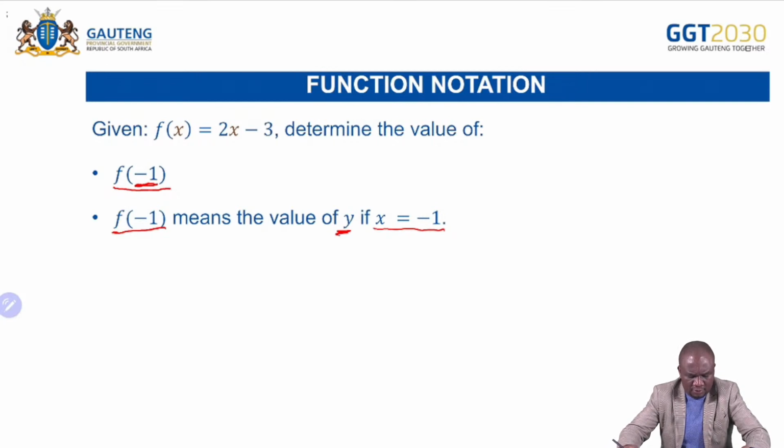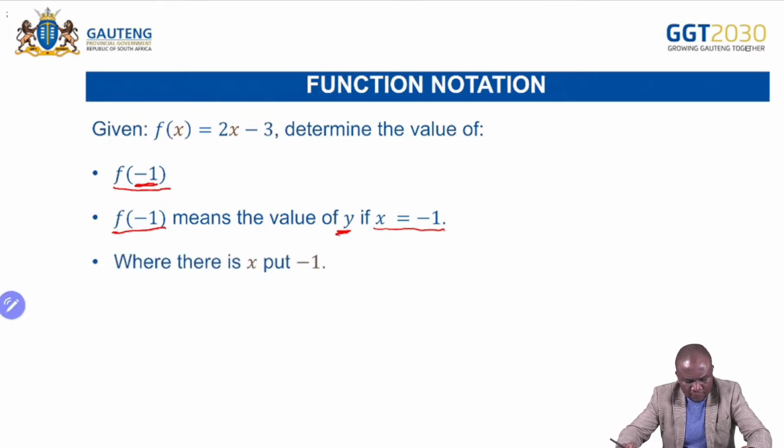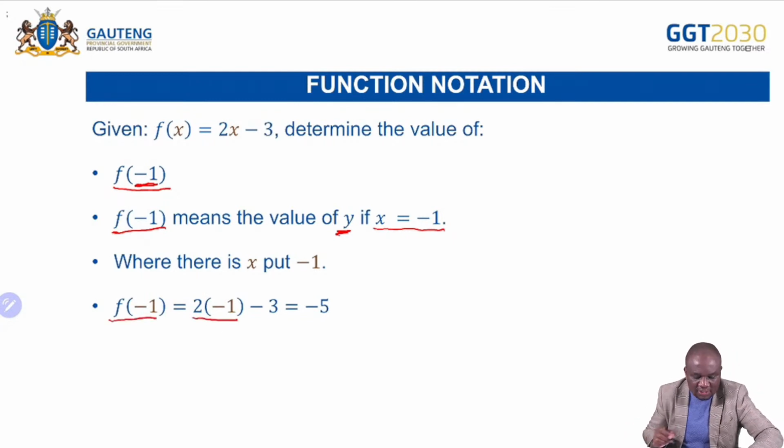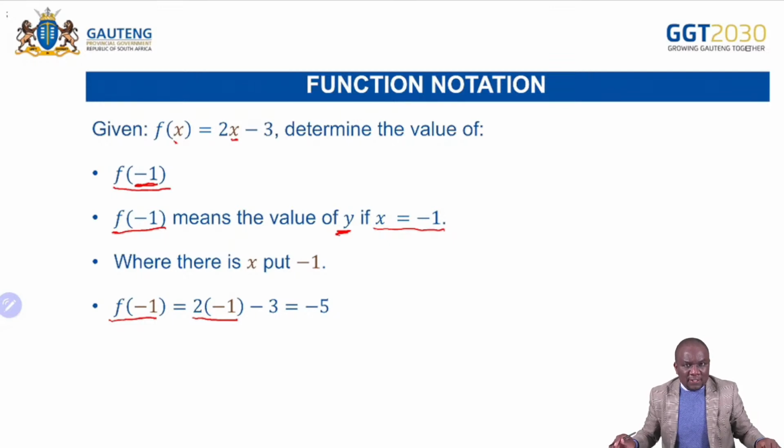Right, so what do we do? Where there's x, we put negative 1. We say f of negative 1 is equal to 2 times negative 1 minus 3. See, we have replaced the x with negative 1. That gives negative 5. Okay? 1 minute for you to write notes, and then after that I'm going to give you a short activity. Let's try.